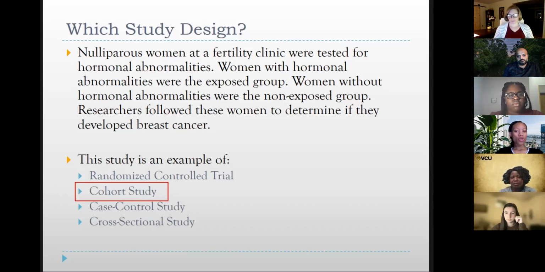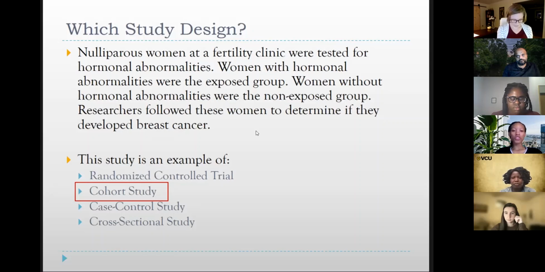As far as the case control goes, it may be tricky just because of the first sentence, but if you notice, we're grouping by the exposure. So we're looking at women with hormonal abnormalities and women without hormonal abnormalities, and then we're looking at breast cancer as the outcome. We don't know if they have breast cancer or not. So that's why it's not a case control study, because we're not starting off by looking at women with breast cancer and women without breast cancer. If we were doing that, it would be a case control study.